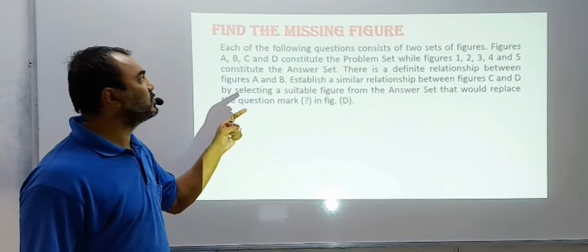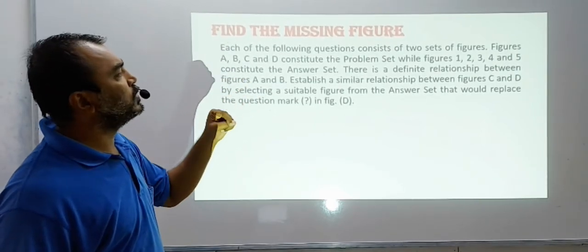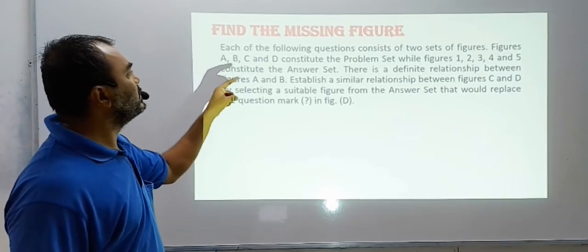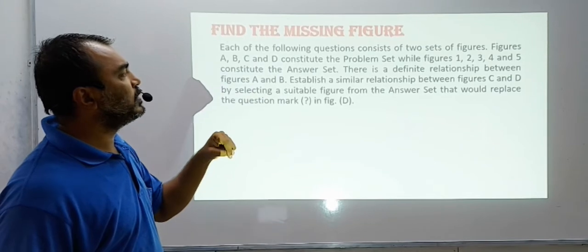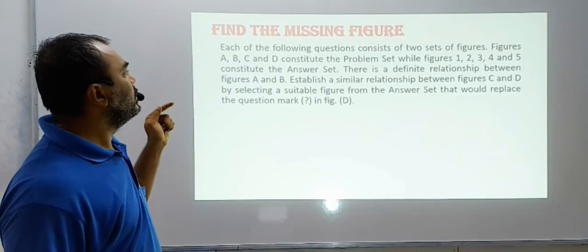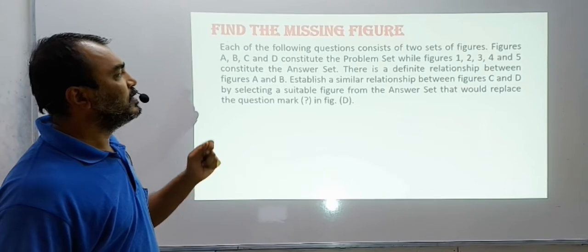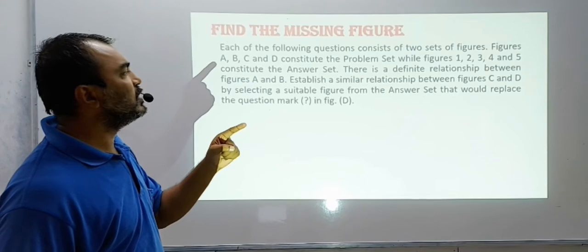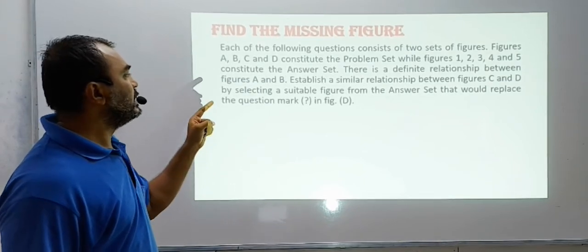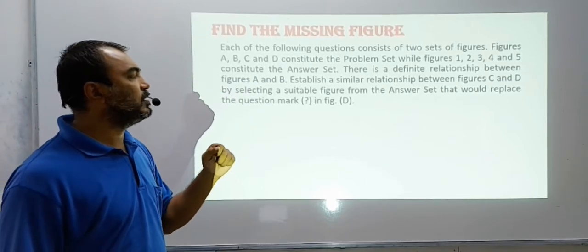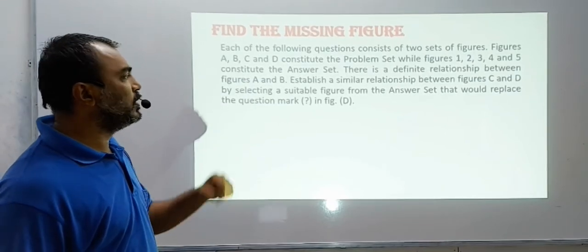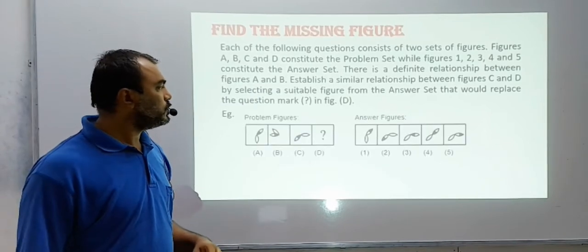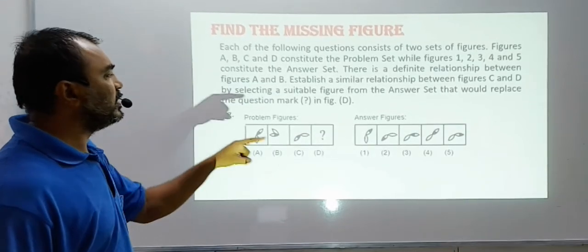So let us understand the instructions. Each of the following questions consists of two sets of figures. Figures A, B, C, D constitute the problem set, while figures 1, 2, 3, 4, 5 constitute the answer set. There is a definite relationship between A and B. Establish a similar relationship between figures C and D by selecting a suitable figure from the answer set that would replace the question mark in figure D. Now the instructions, now we go to an example. Read the instructions again and understand this.